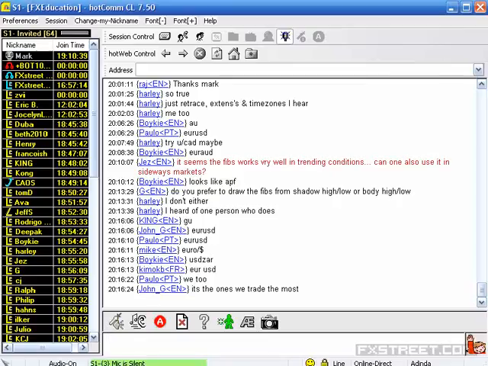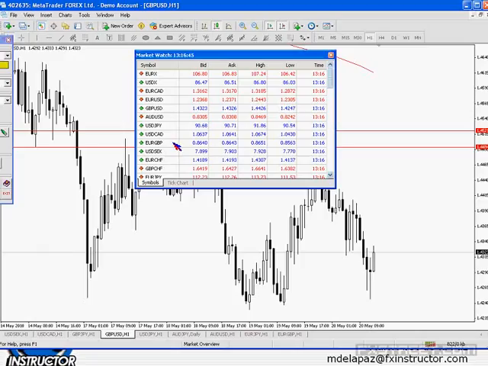Well, John, yeah. Okay, guys, this is actually the last slide. After this, we can just go through different charts, applying the different tools as you'd like me to do. But okay, let me just pick something that I'm not familiar with. The krona I really don't trade, so let's look at the krona against the euro.